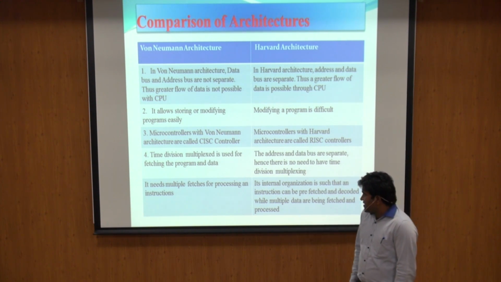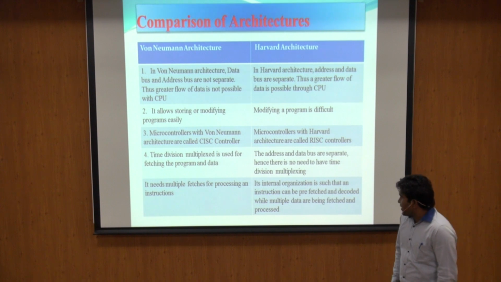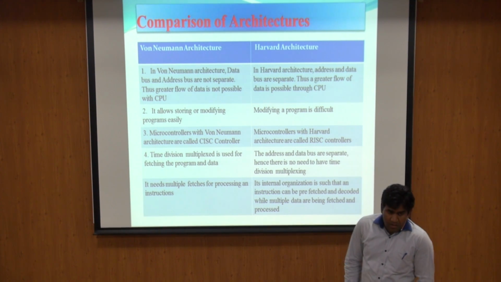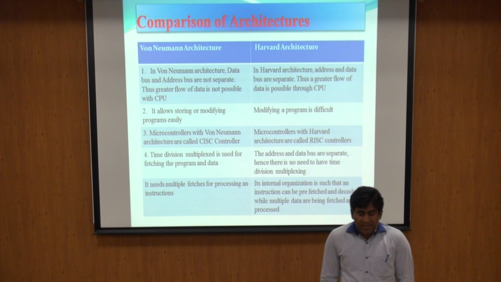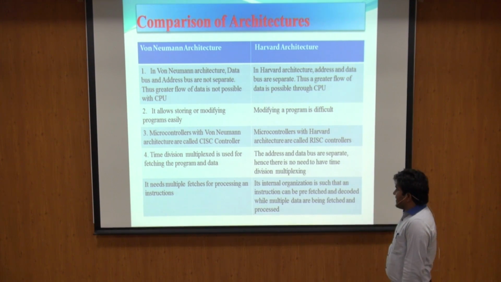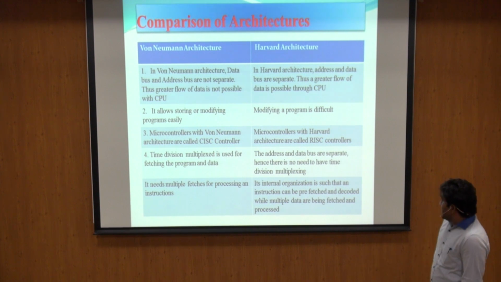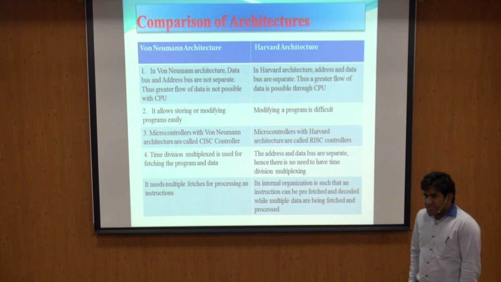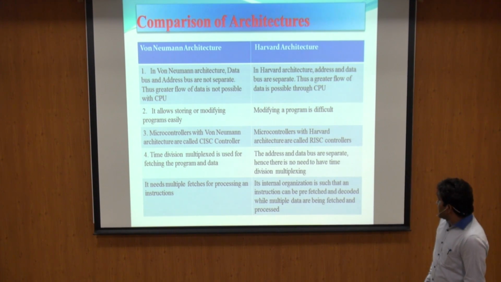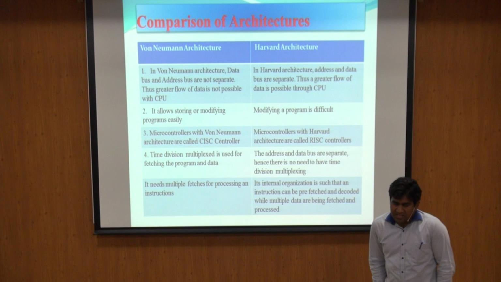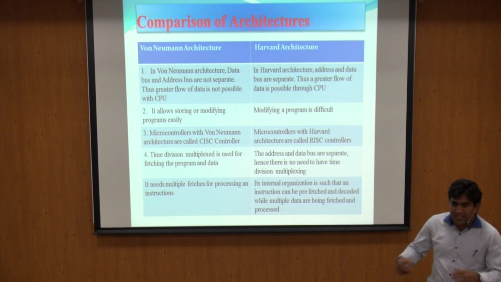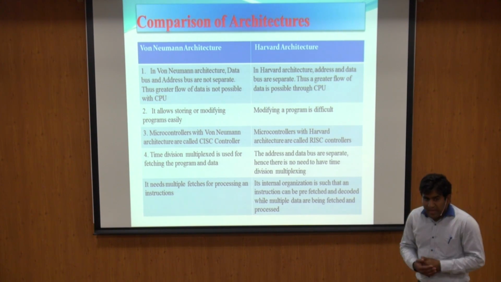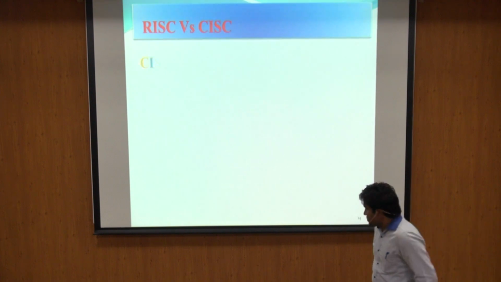The next difference here is that a von Neumann type needs multiple fetches for processing an instruction, but in a Harvard type its internal organization is such that instructions can be prefetched as well as decoded while multiple data are being fetched.